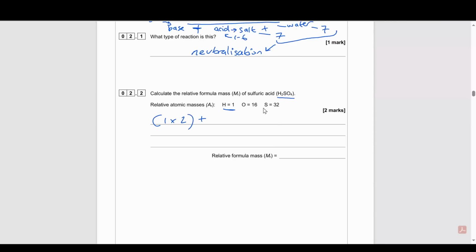So we look at sulfur now. In our formula, there is only 1 sulfur atom. The relative atomic mass of sulfur is 32. So we're going to add that to 32. And then, looking at our formula, we've got 4 oxygen atoms, and the relative atomic mass of oxygen is 16. So that would be 16 multiplied by 4. So simplifying this now, 1 times 2 we know is 2, plus 32, that's going to be 34. And 16 multiplied by 4 is 64. So 34 plus 64 would be 98. That's the relative formula mass of sulfuric acid.